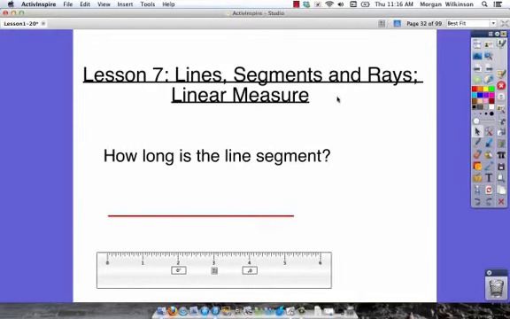Lesson 7 is all about lines, segments, and rays, and linear measure. Now, when we look at this lesson, how long is the line segment below? This is one of the critical skills that we need to learn, is how to use a ruler very effectively.